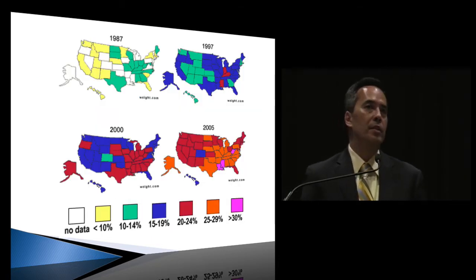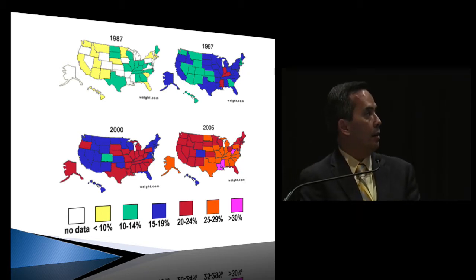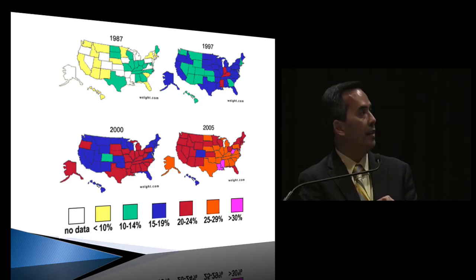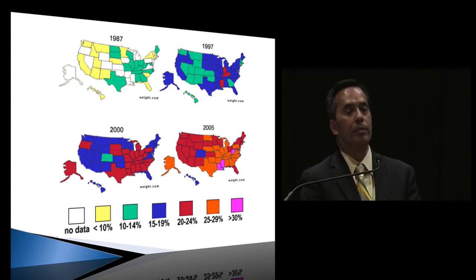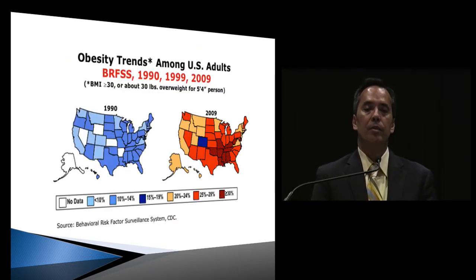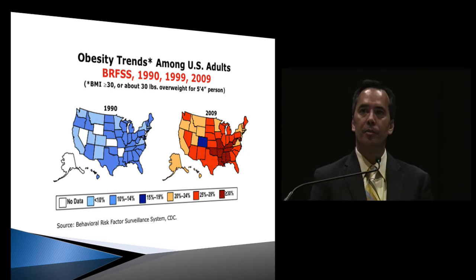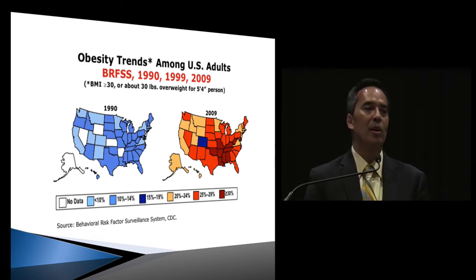Now, I'm sure you've all seen this, where this is the population of the states that are either obese or overweight, and you can see in 1987 hardly anyone is in the greater than 30% group, but as the decades go on, they're getting more obese. Now, here's the obesity trend, same type of deal. In 1990, they're all blue states, sort of like the Democrats, and now it's all red states, sort of like the Republicans, so it's definitely a problem.